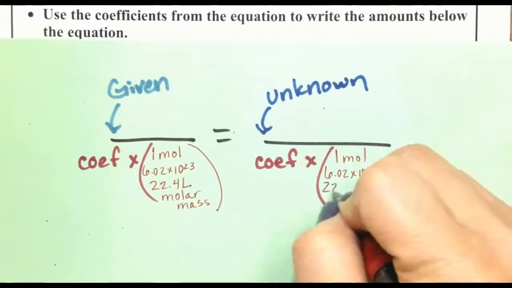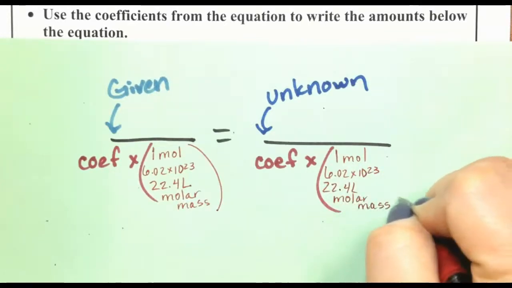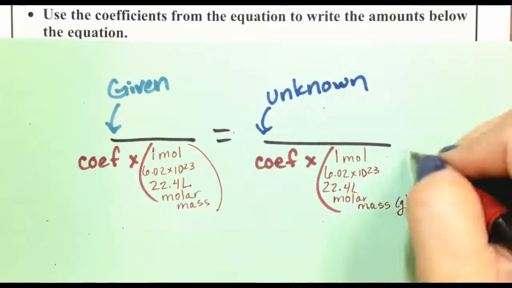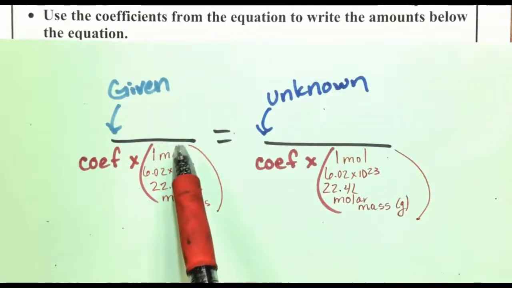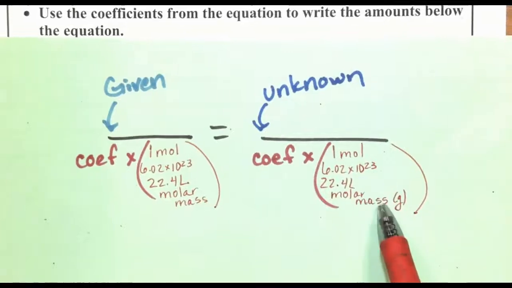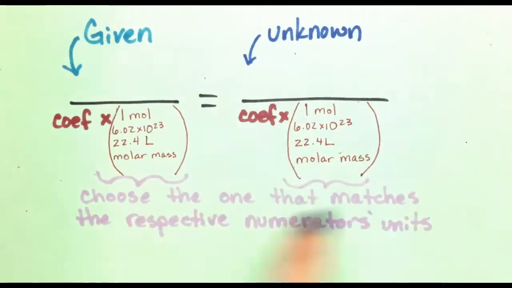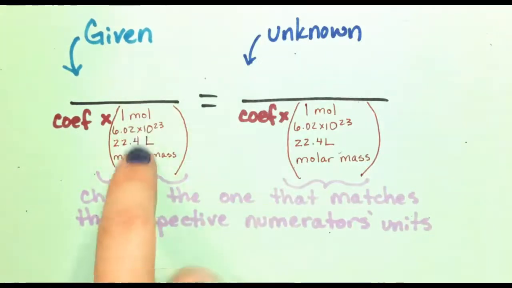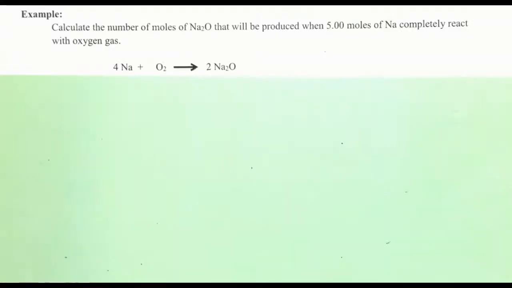And then 22.4 liters or molar mass, which if you don't recall is grams, and we get it from the periodic table. So whatever unit you have up here, that's going to tell you which of these to put in the parentheses at the bottom. Same thing on the right-hand side. We're going to multiply it by the coefficient from our balanced equation. So you want to choose the one that matches the respective numerator unit up here. So whatever unit's here is going to be which one of these you're going to put in the parentheses at the bottom. So let's see an example problem.